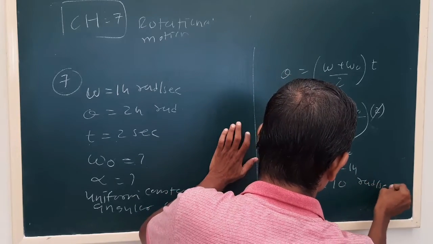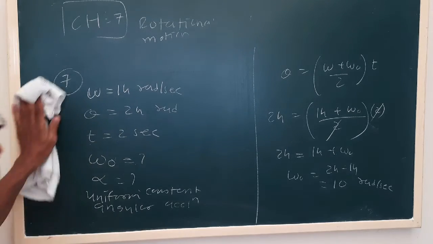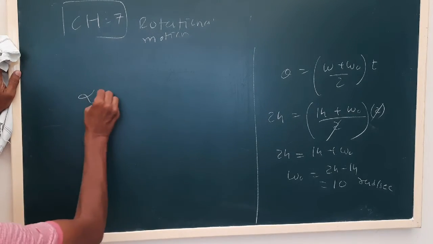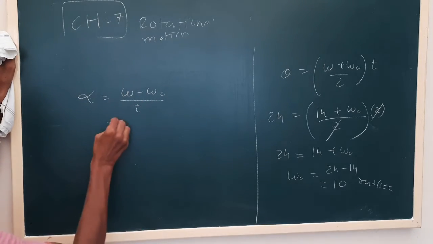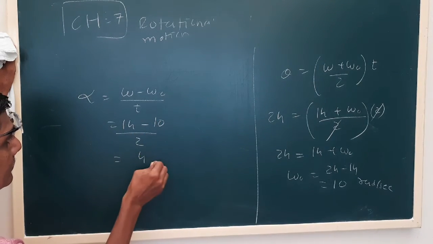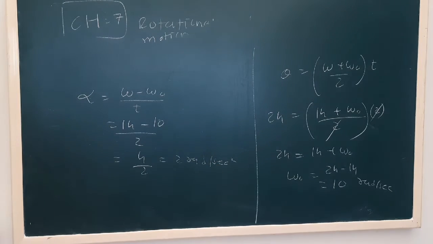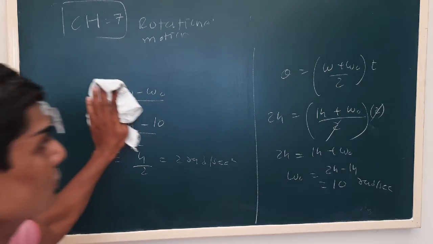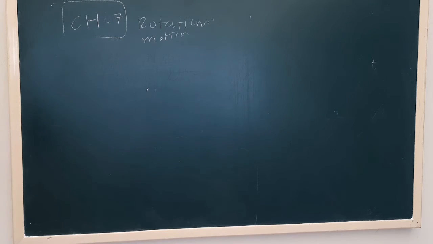Radian per second. Now see, we have to calculate angular acceleration. Angular acceleration is alpha. Okay, alpha t, that is 14 minus omega 0, omega 0 is 10. Okay, this is how we can obtain alpha is 2 radian per second square. Okay, so this is how we can solve this. Now this is similar to what we have studied in linear motion.